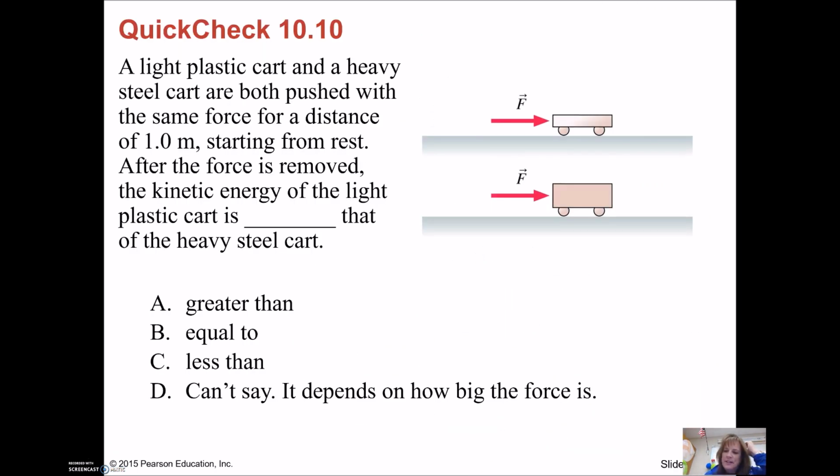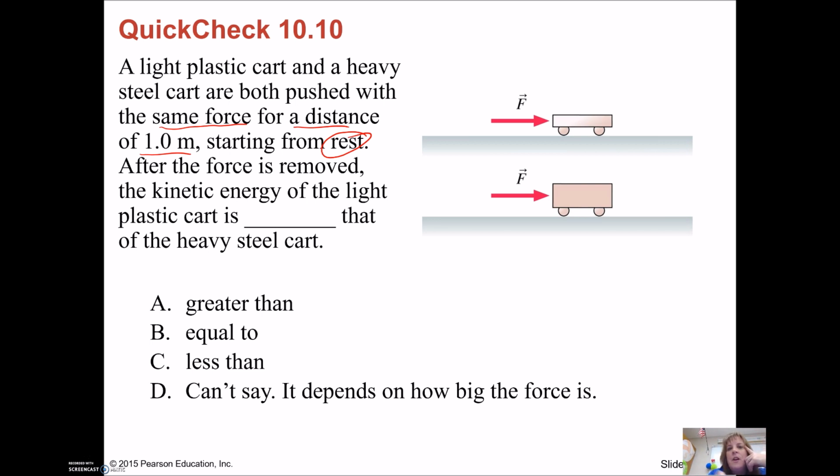I have a question for you. This might look a little familiar from the last unit. I have a light plastic cart and a heavy plastic cart, both pushed with the same force for a distance of 1 meter. They start at rest, so their initial velocity is 0. After the force is removed, the kinetic energy of the light cart compared to the heavy cart is what?